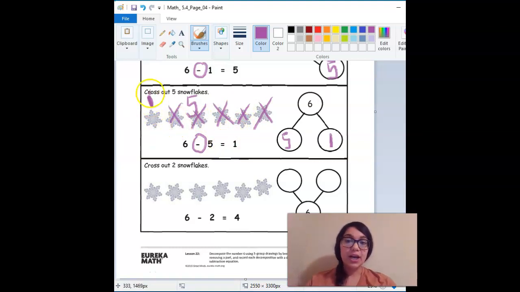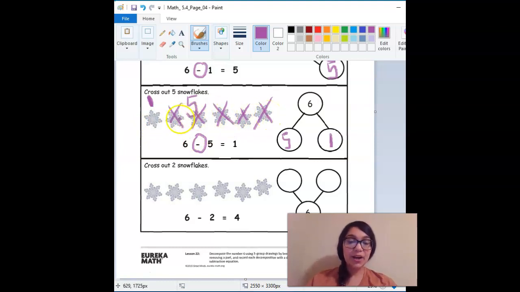If you see on my snowflake picture, I wrote the number 1. Now let's think about it before we move on to our number bond. Why can't I count the snowflakes that I crossed out?